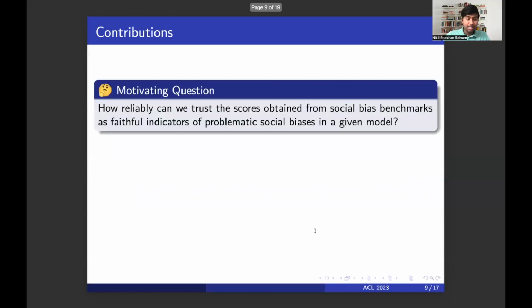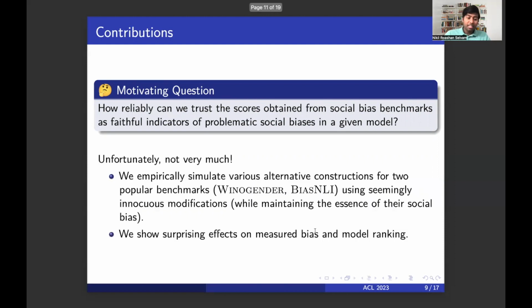Or put differently, how reliably can we trust the scores obtained from social bias benchmarks as faithful indicators of problematic social biases in the model? Now, as we see in our work, the answer is unfortunately not very much. In this work, we empirically simulate various alternate constructions for two popular benchmarks, Winogender and BiasNLI, using seemingly innocuous modifications, and we show that they have surprising effects on not just the measured bias, but also perceived model ranking.